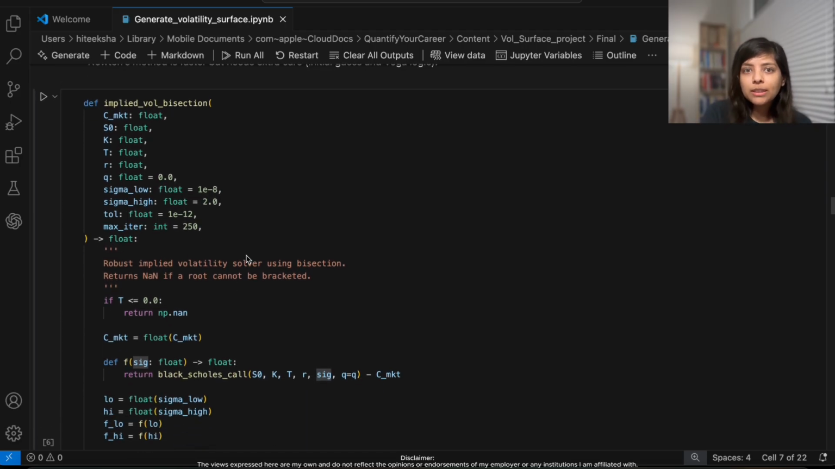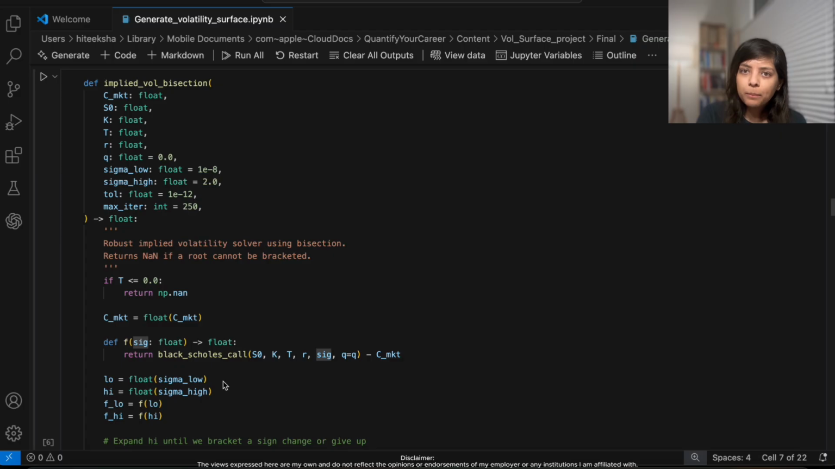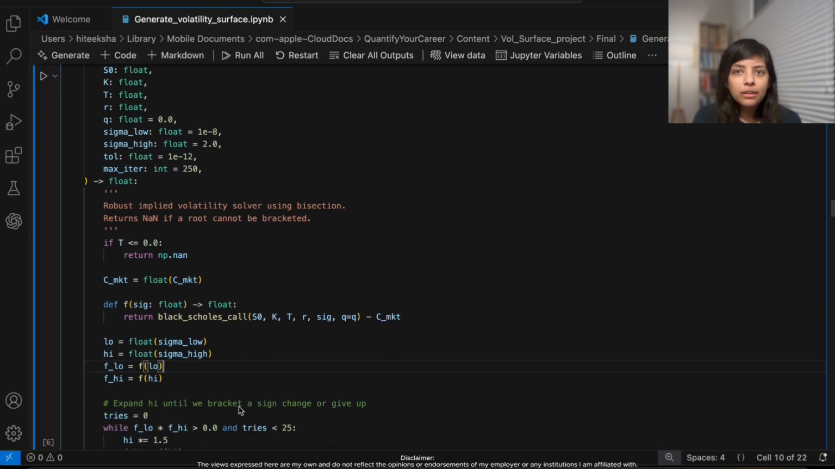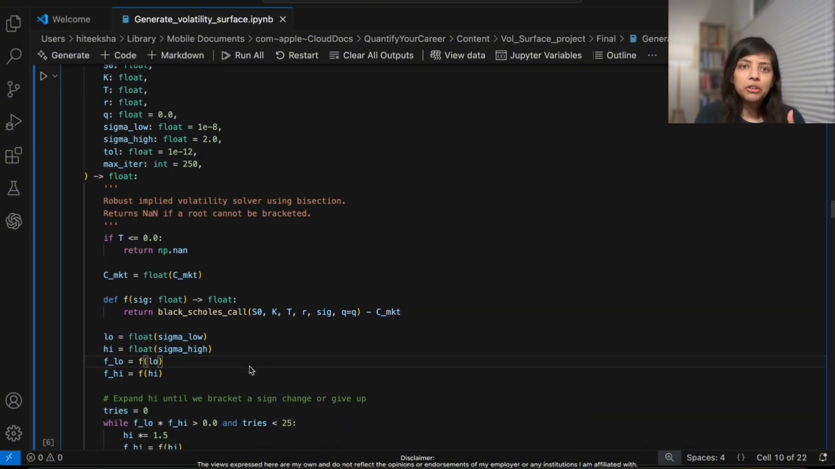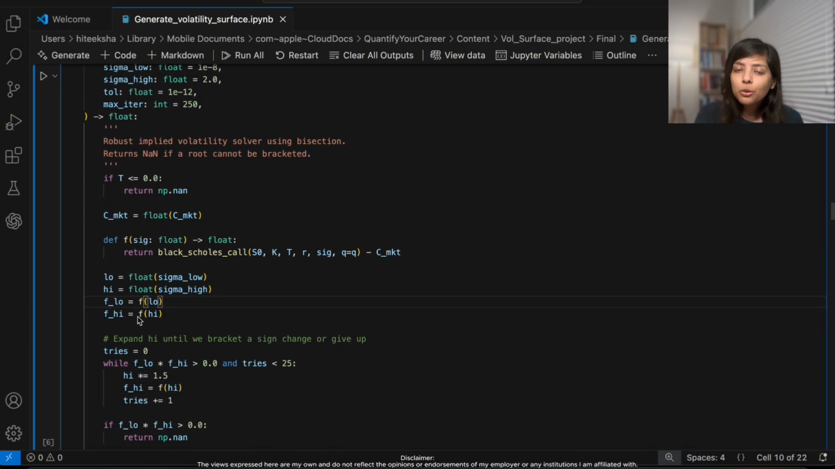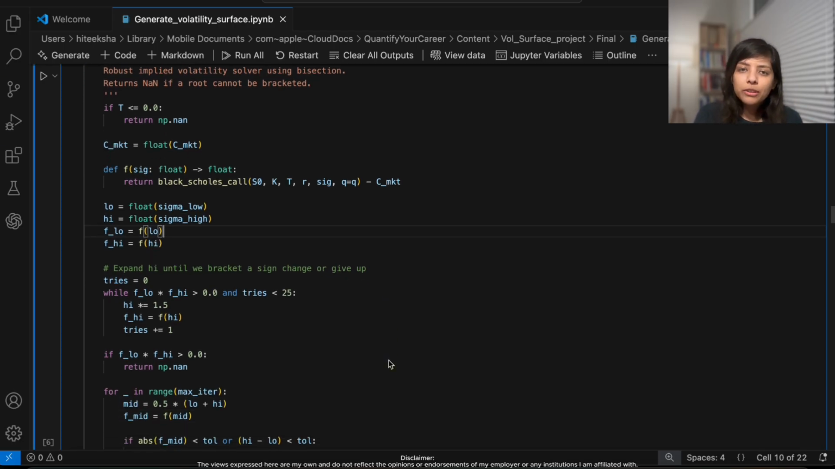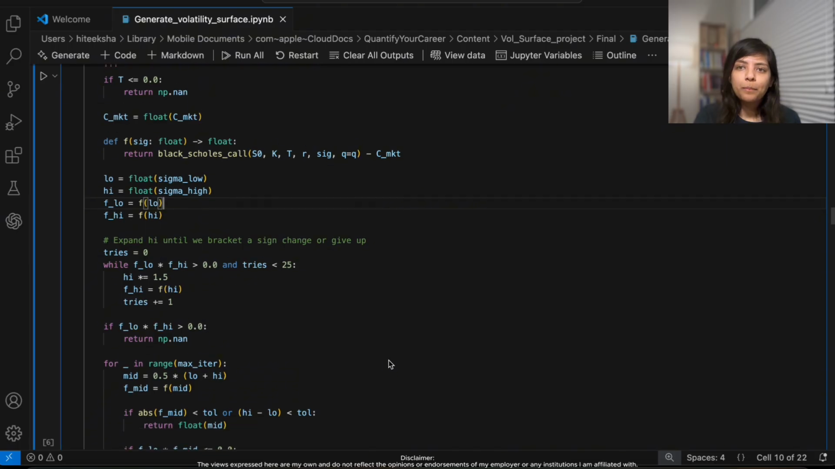How bisection works is you start with a very low volatility, maybe 1%, then you price the option at that volatility and you get a low price. Then you pick a very high volatility, maybe 200%, you price the option at that volatility and then you get a very high price. The correct volatility is somewhere between those two values.